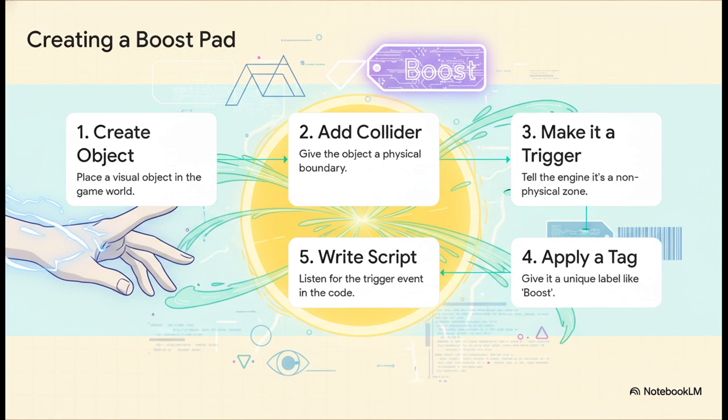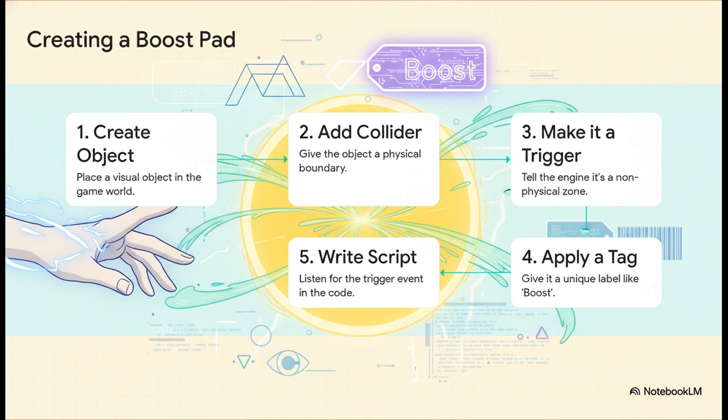So, with our pad selected, we'd go over to the inspector window, click Add Component, and we'd search for something like a box collider or sphere collider. This draws an invisible shape around our pad that the physics engine can now recognize. But, and this is the most important step, on that new collider component, there's a little checkbox that says Is Trigger. We have to check that box.